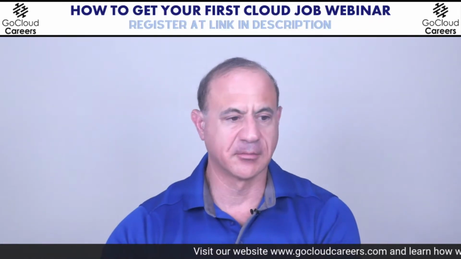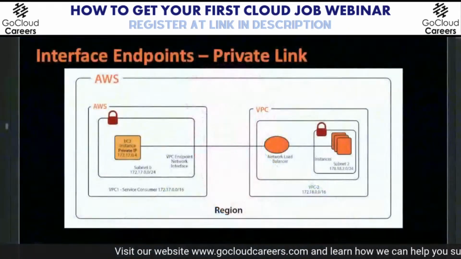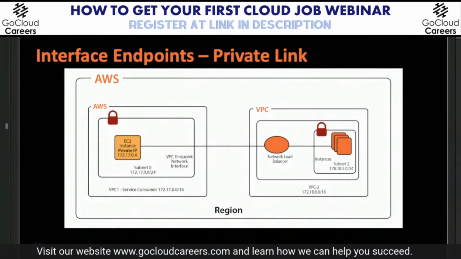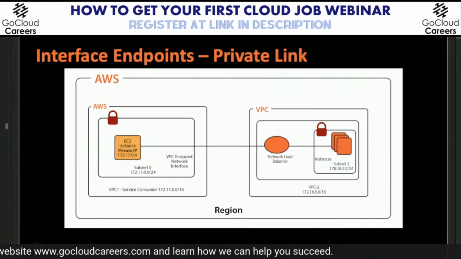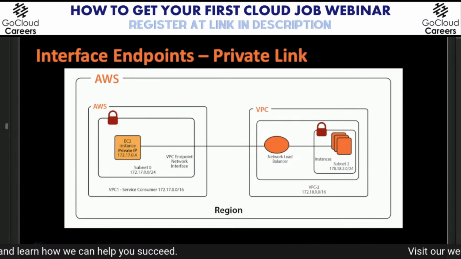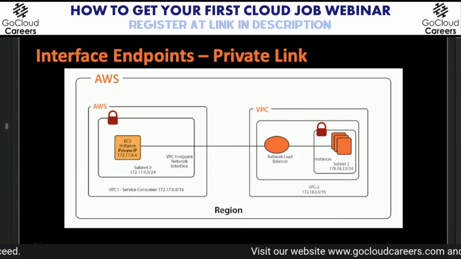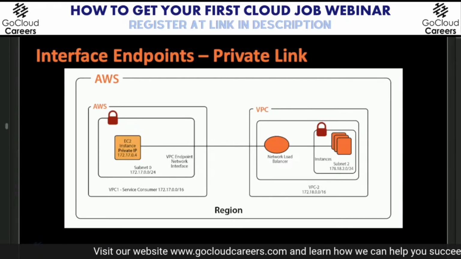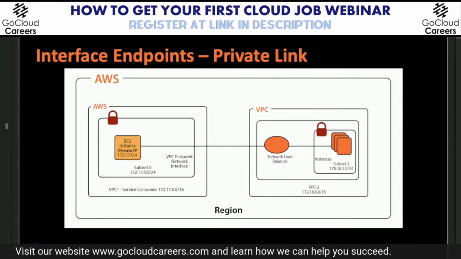And here's what it's going to look like. Here you go. You've got two different VPCs. Now, there's another way we can do it with VPC peering, which we'll talk about later, but we can basically take our VPC, somebody else's VPC, we can create an endpoint and we can connect to it through PrivateLink.